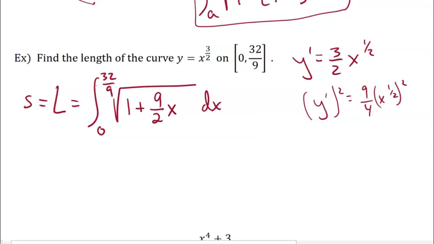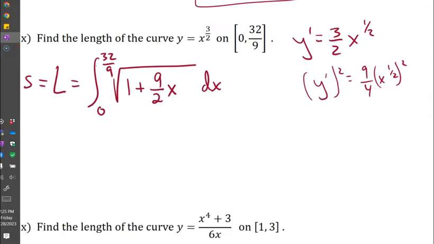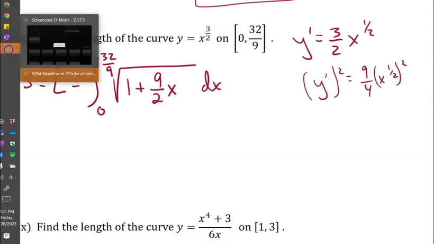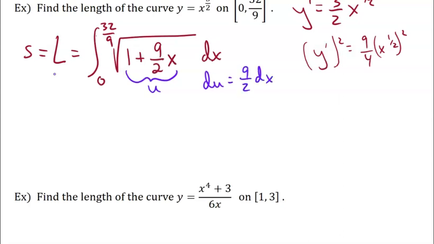If you're looking and saying, these are kind of gross limits, it actually is going to work out pretty nicely because here I have a very straightforward u substitution, where I'm going to set the inside equal to u. So then du is 0 plus 9/2 dx. I don't have a 9/2 dx, so I'm going to multiply by 9/2 on the inside, and 2/9 on the outside.